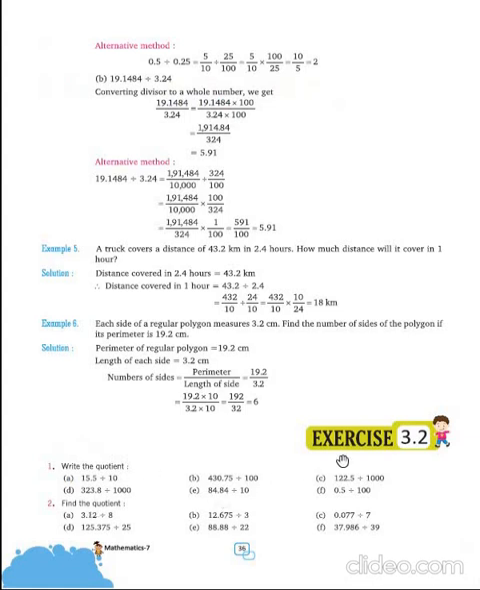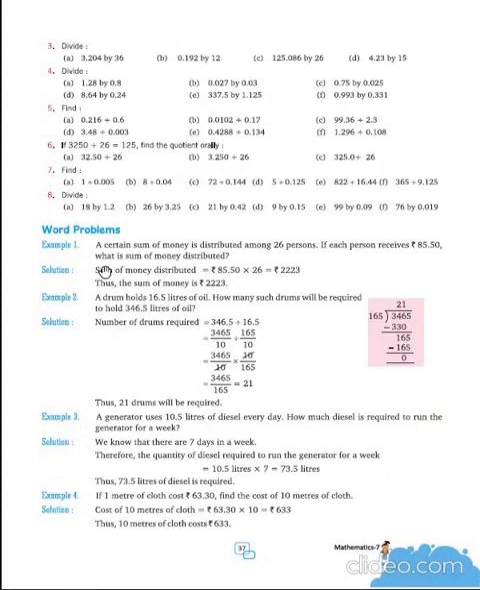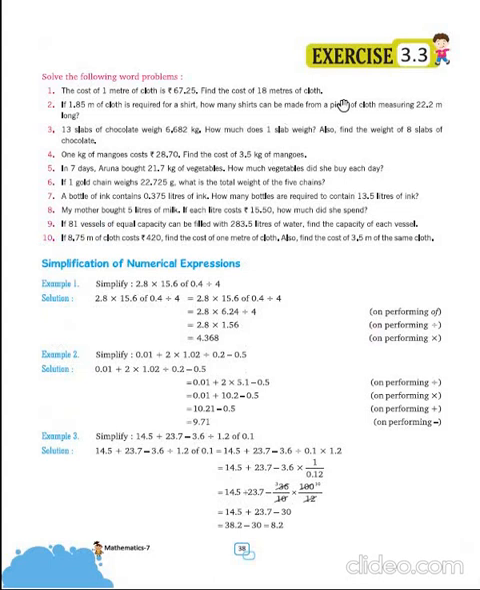Now come to exercise 3.2. This one you have to do yourself. Now come to word problems. A certain sum of money is distributed among 26 persons. If each person receives rupees 85.50, what is the sum of money distributed? So this amount of money was distributed among 26 persons. So we will multiply 85.50 by 26. So we get this. Like this you can do other word problems. Now come to exercise 3.3. This one you have to do yourself.